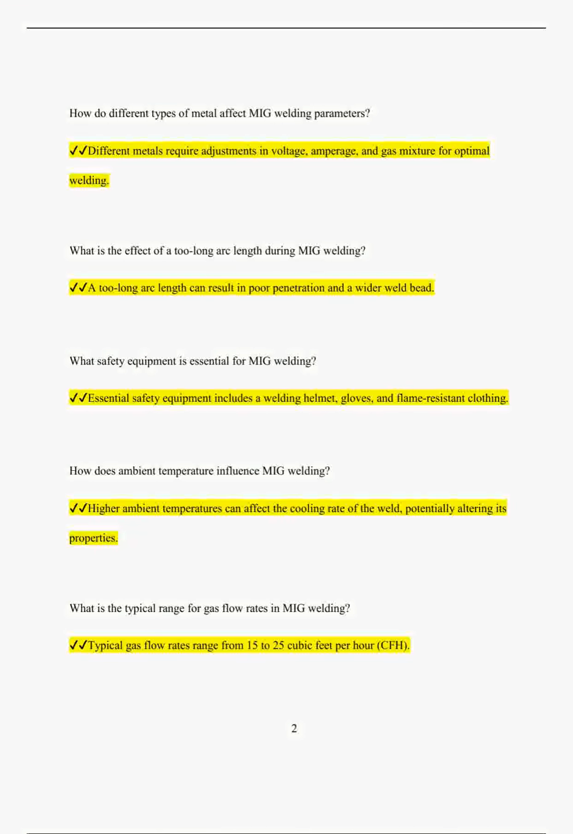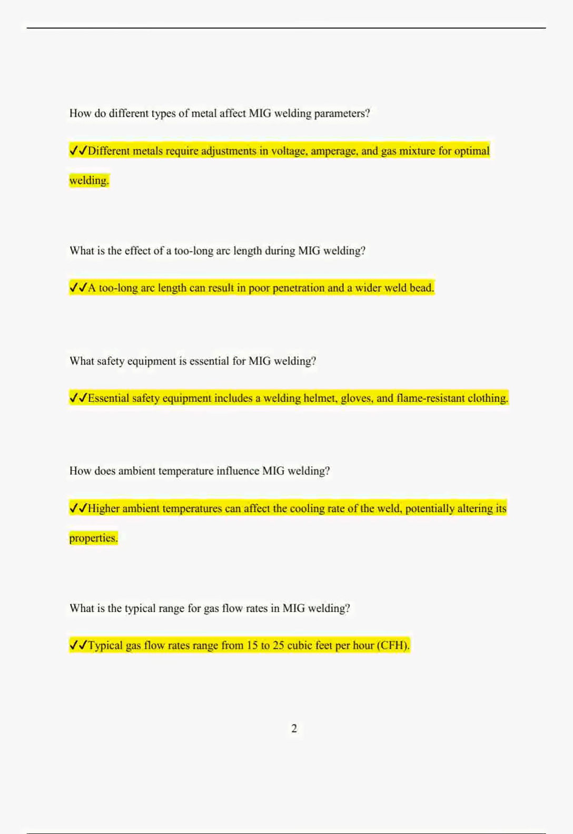How do different types of metal affect MIG welding parameters? Different metals require adjustments in voltage, amperage, and gas mixture for optimal welding. What is the effect of a too long arc length during MIG welding? A too long arc length can result in poor penetration and a wider weld bead.